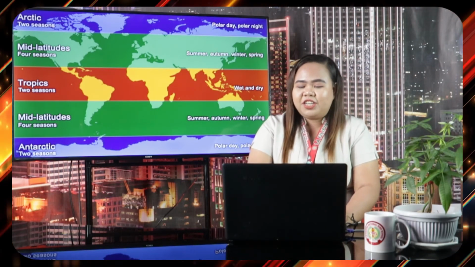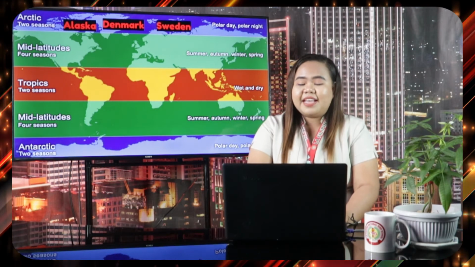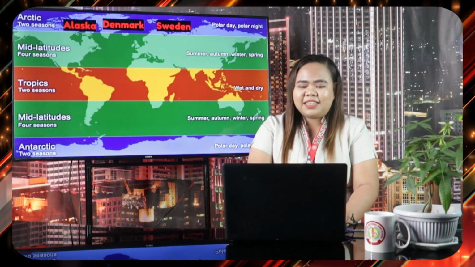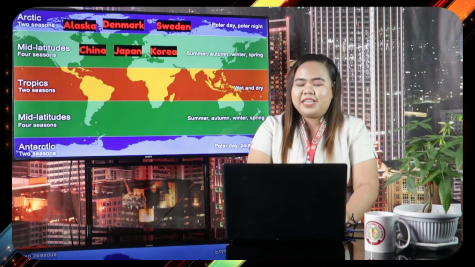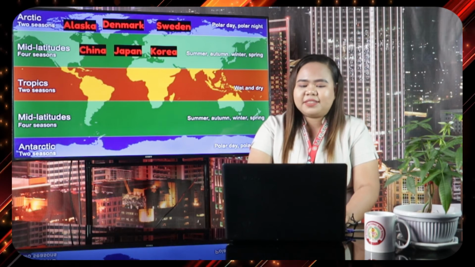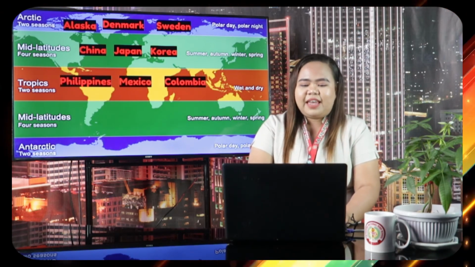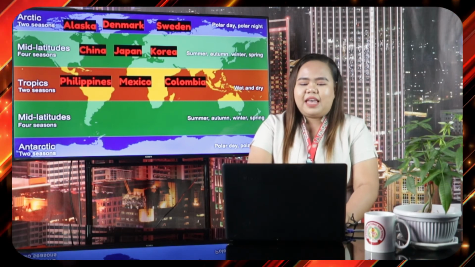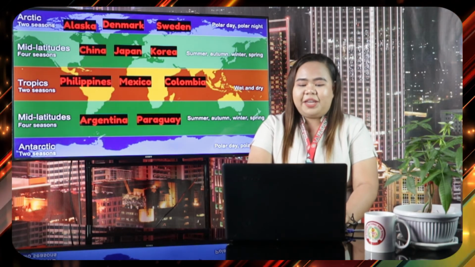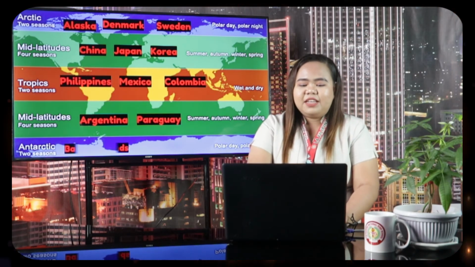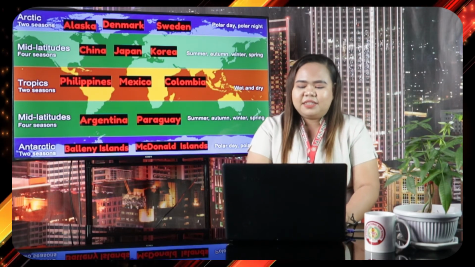In the Arctic region, we can have Alaska, Denmark, and Sweden. For the mid-latitude, you can have China, Japan, and Korea. For the tropics, we can have here the Philippines, Mexico, and Colombia. And for the mid-latitude, we have Argentina and Paraguay. And for the Antarctic, we have the Balleny Islands and the McDonald Islands.